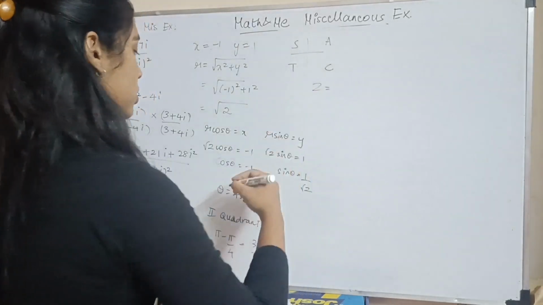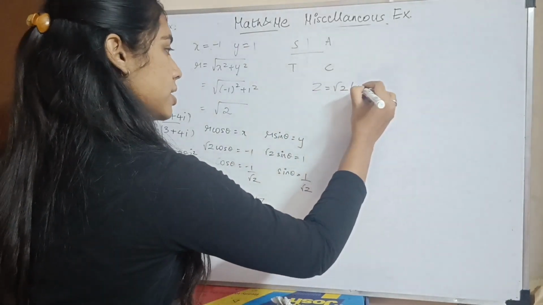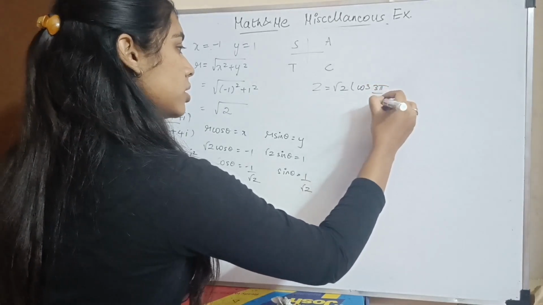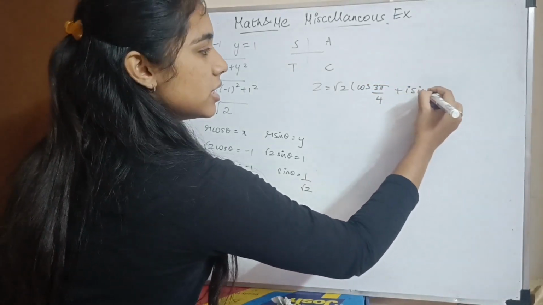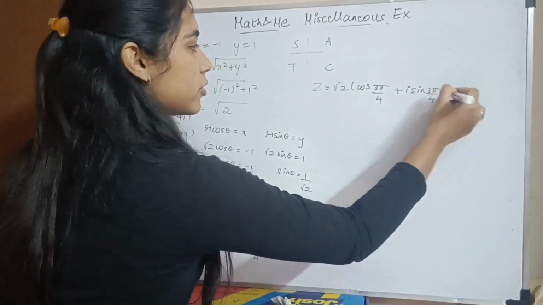So how will the polar form look? r times cos 3 pi by 4 plus i times sin 3 pi by 4. So this is my polar form. Okay.